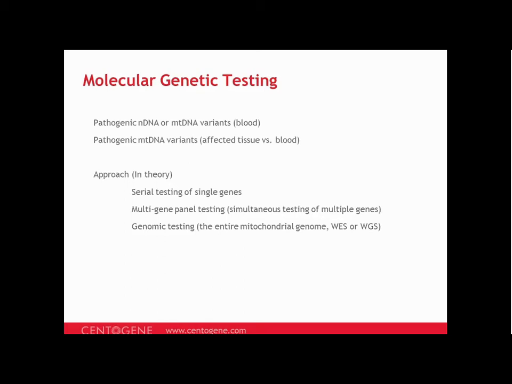For other disorders, affected tissue should be sampled as well. For example, this could be blood usually, and second, muscle, but this could be other disorders as well. I mean, other organs as well, like liver, the third tier maybe. And in theory, the molecular genetic test approach can be categorized into three: serial testing of single genes, multi-gene panel testing, like simultaneous testing of multiple genes, and genomic testing for the entire genome, like the entire mitochondrial genome, or whole exome sequencing, or whole genome sequencing.